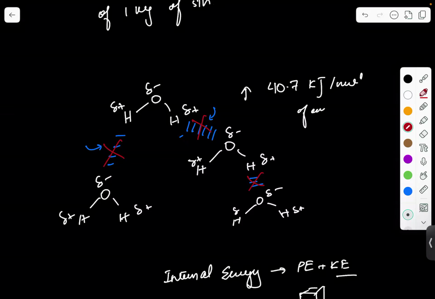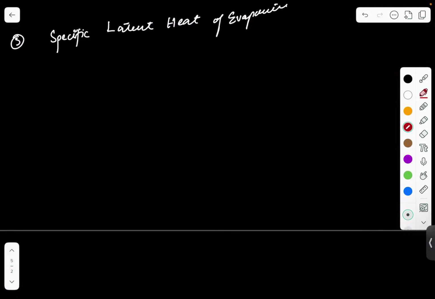When I break these bonds, what happens? It becomes a gas because there's nothing holding it to the next water molecule. It's no longer liquid anymore. I've supplied a small amount of energy, broken the bonds, and gone into a different state. Why is that important? For cooling.